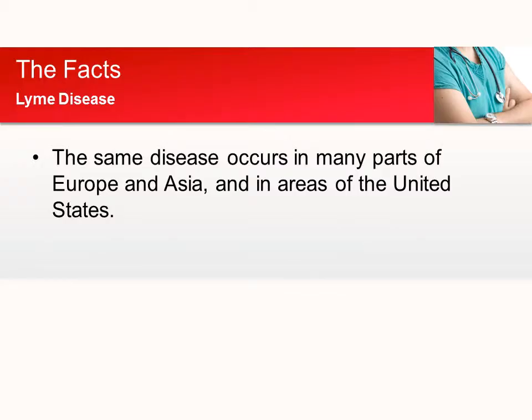Lyme disease was first reported in the United States in the town of Old Lyme, Connecticut in 1977. The same disease occurs in many parts of Europe and Asia. In the United States, most Lyme disease infections occur in the following areas: northeastern states from Virginia to Maine, north central states, mostly in Wisconsin and Minnesota, and the west coast, particularly northern California.